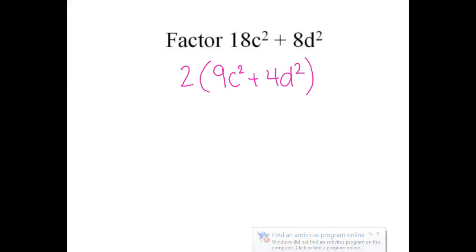Okay, number 9, take out a GCF of 2. Now again, when we take that GCF out, we're left with 9c squared plus 4d squared. Because this is two terms, and yes, they're perfect squares, we think, oh, difference of squares. However, because there is not a negative between them, it is not a difference of squares. Therefore, we just have 9c squared plus 4d squared. You cannot factor that further.